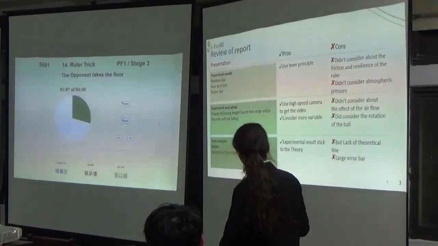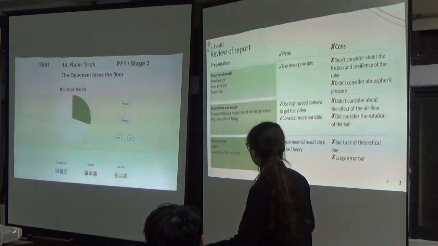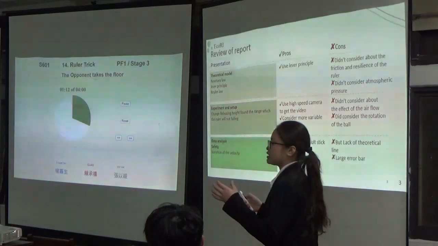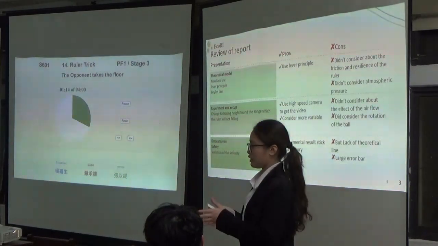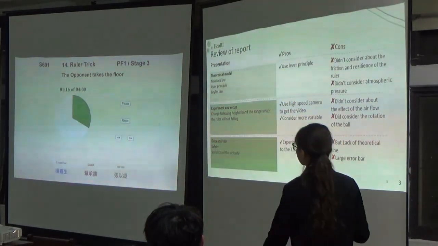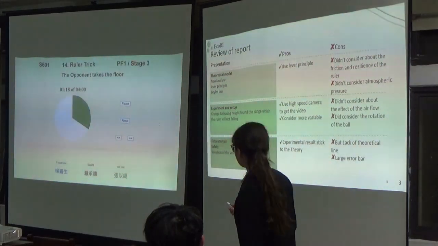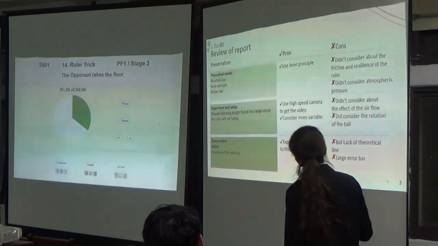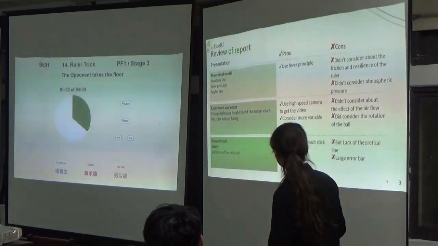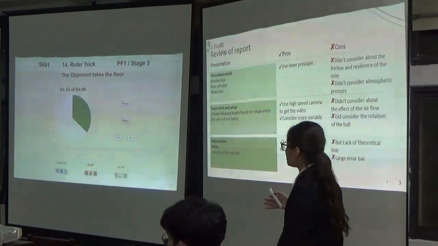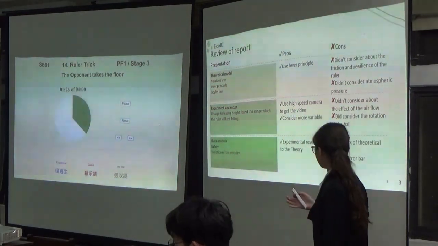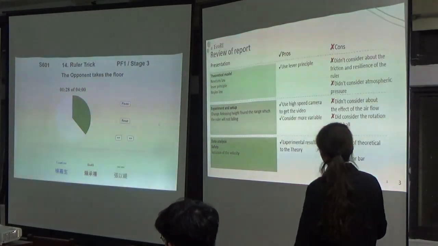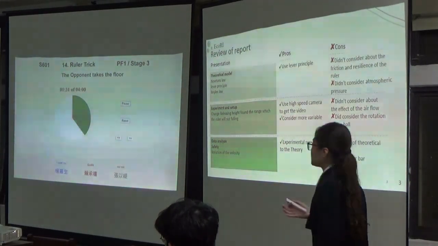About his data analysis, he talked about the part where the ruler will not fall. He called it the safety part. He also talked about the variation of the velocity. In his process, he made the experimental results stick to the theory. So his theory can explain the experiment result, but he lacks a theoretical line, and he has a large error bar.